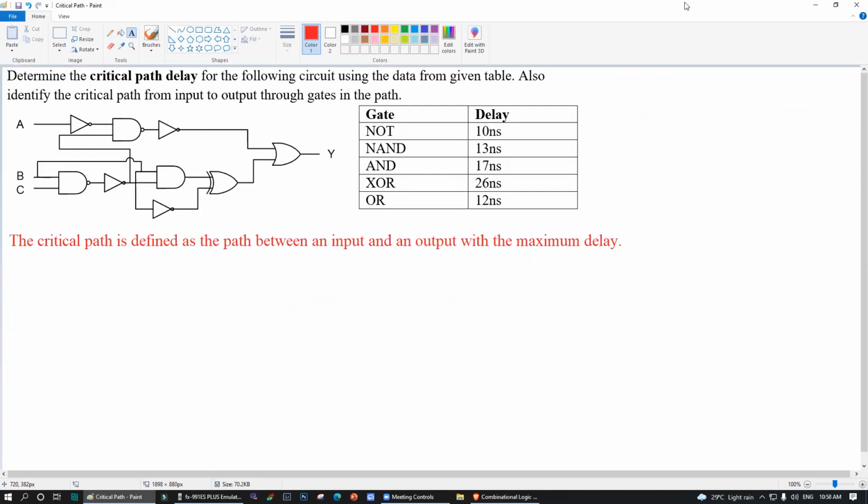The definition is taken from Wikipedia, but it is quite the same as what I was going to tell you. The critical path is defined as the path between input and output with the maximum delay. That means you might have multiple paths. Remember, more than one path.